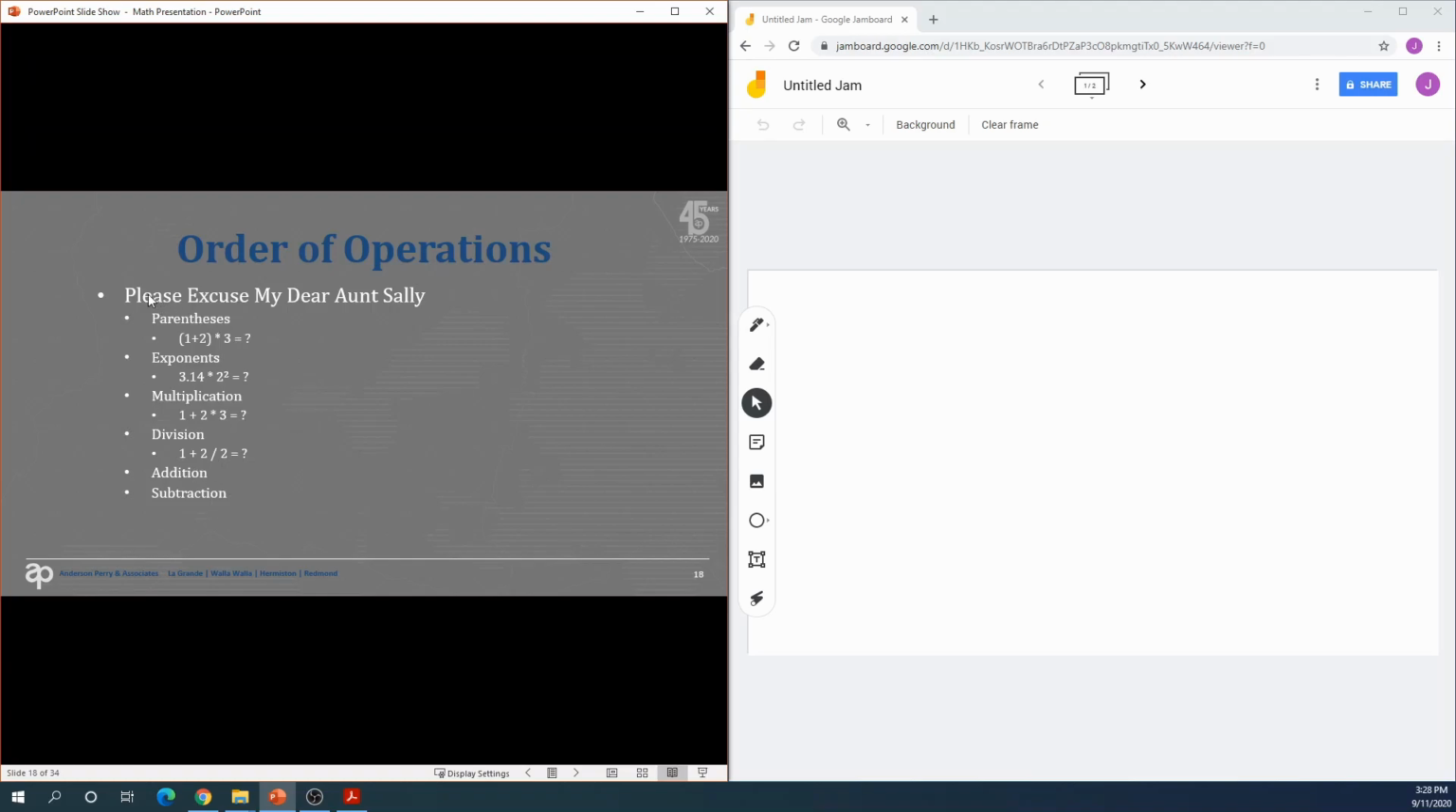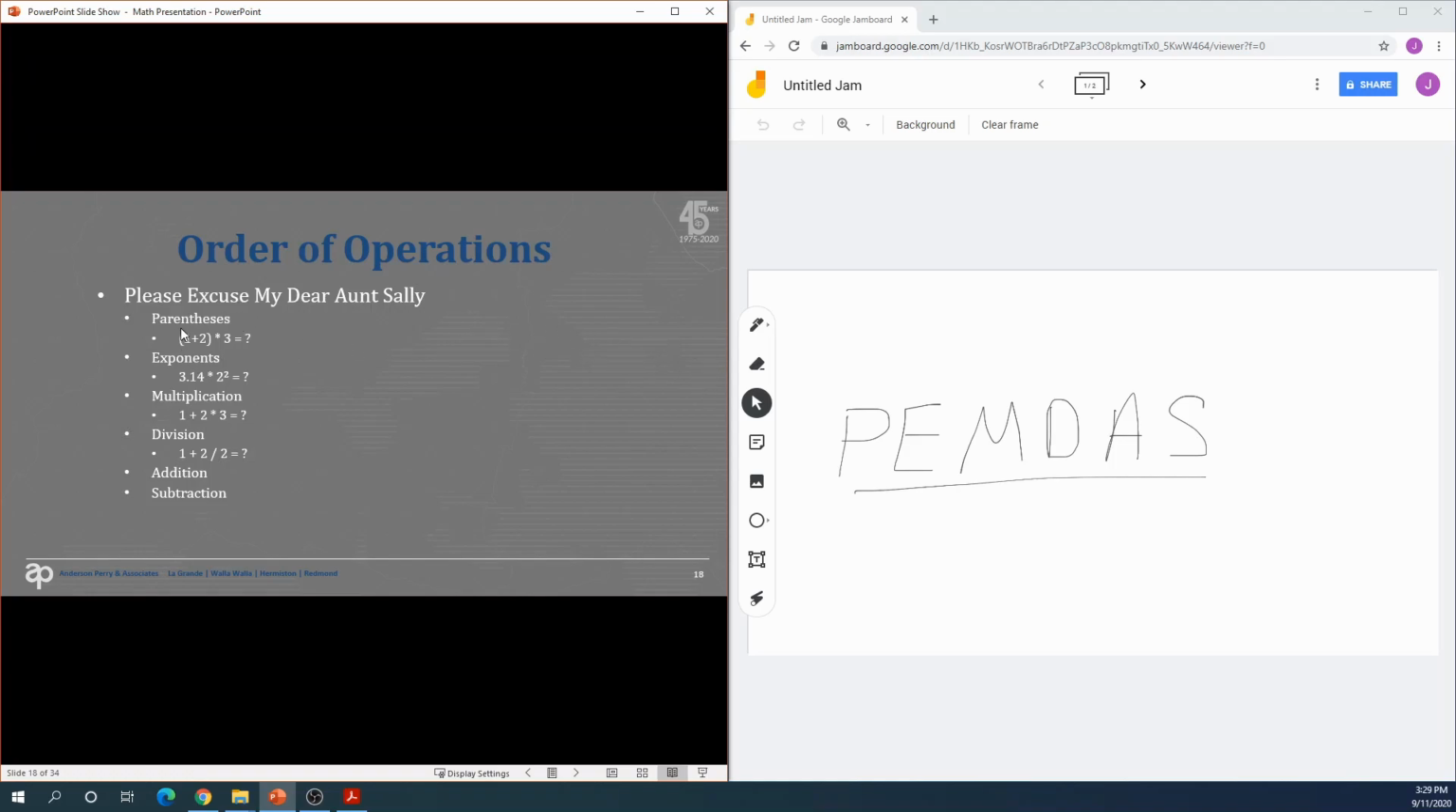Another way to remember this is please excuse my dear Aunt Sally. So parentheses, exponents, multiplication, division, addition, and subtraction. The other way we've heard this is PEMDAS: parentheses, exponents, multiplication, division, addition, and subtraction. PEMDAS. We'll go over this over and over again today as we move through these example problems.